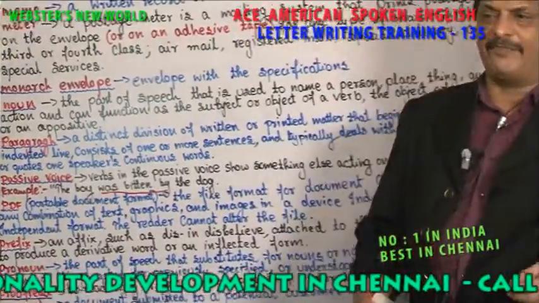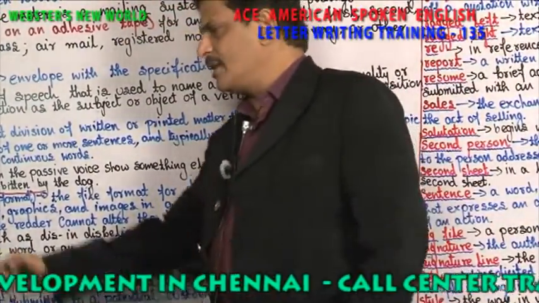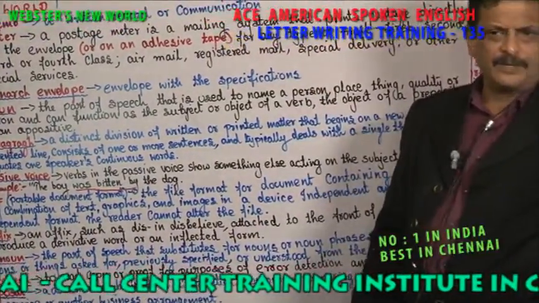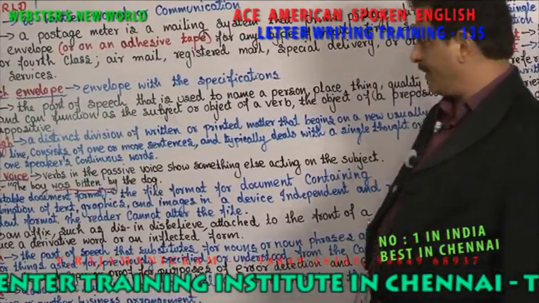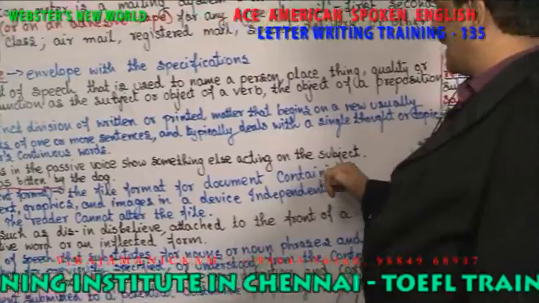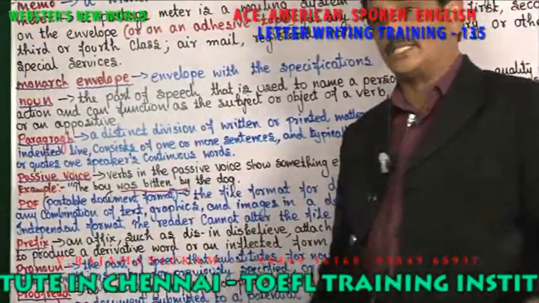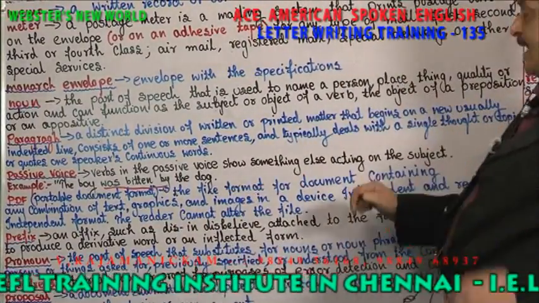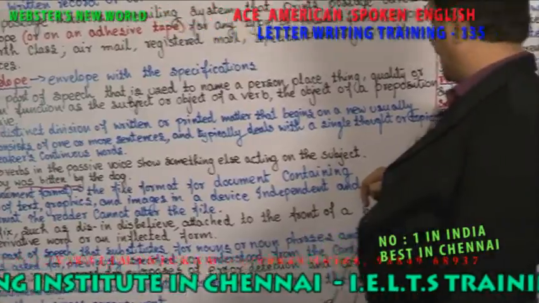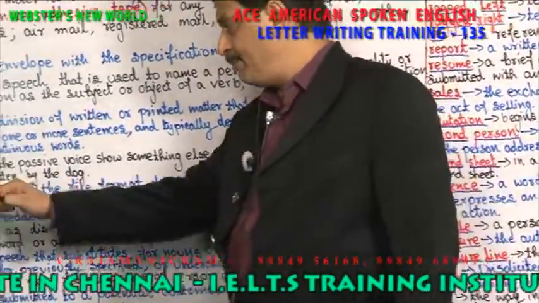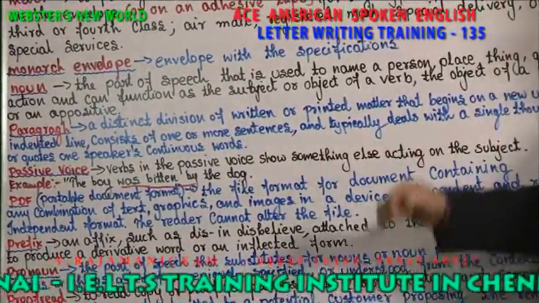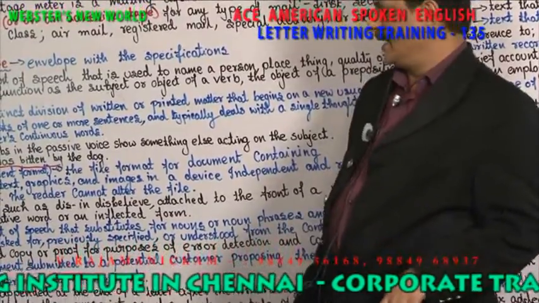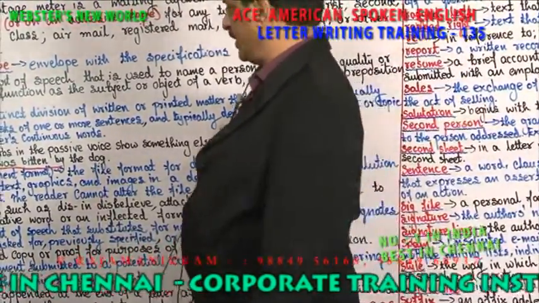What do you mean by PDF format? PDF is portable document format. PDF. You know what you mean by PDF? Portable document format. The file format for documents containing any combination of text with graphics and images, device independent and resolution independent. The reader cannot alter the file, right? In PDF format, whoever the reader is, they cannot alter the file. It is portable document format. It is very famous now.